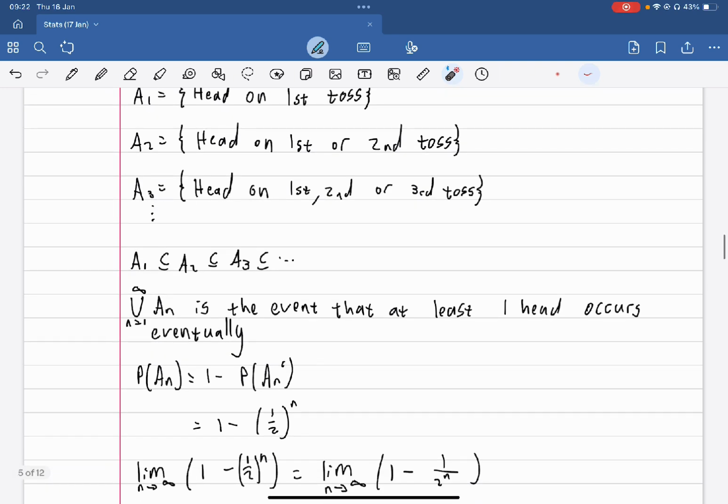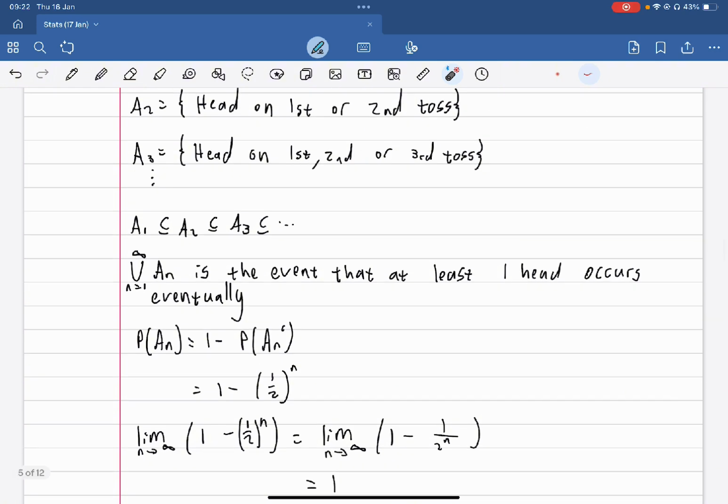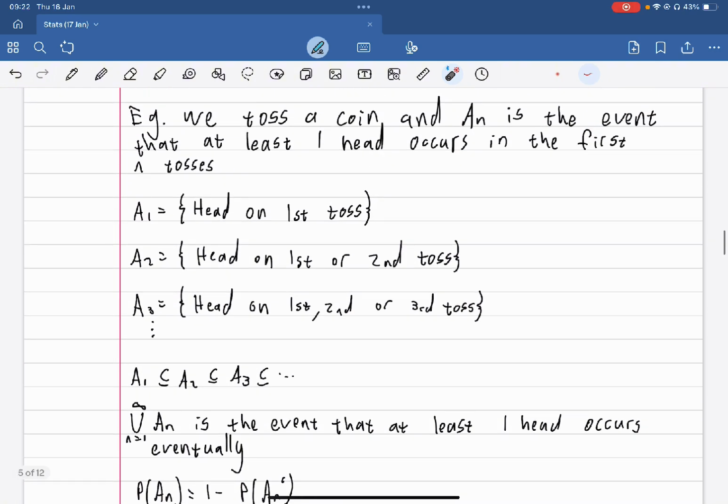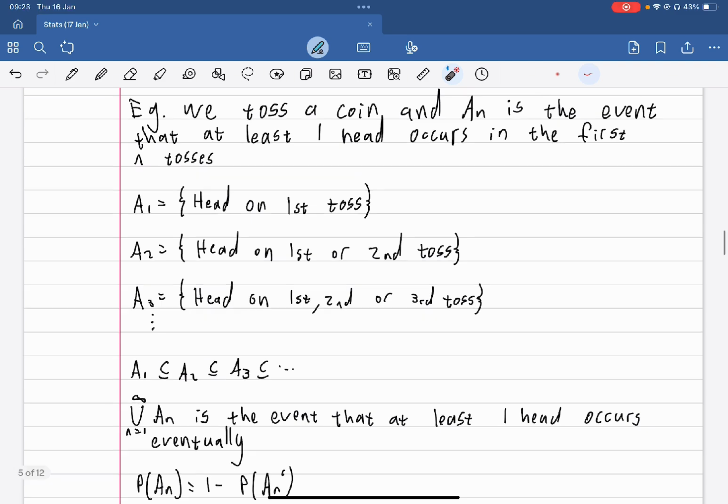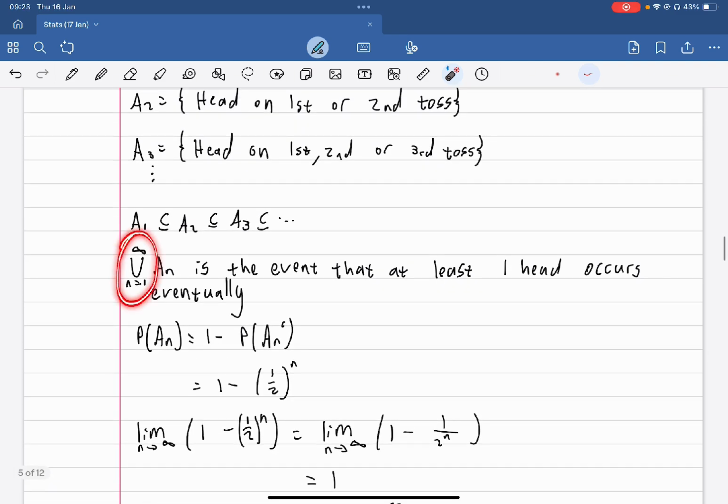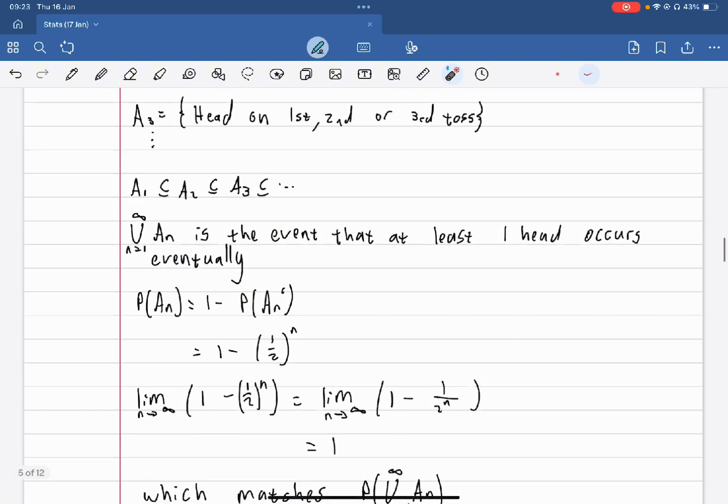So we can clearly see that A1 is a subset of A2, which is a subset of A3 going forward. And the union from n=1 to infinity of An is the event that at least one head occurs eventually. If you had A100, that would be at least one head occurs in one of the 100 tosses. And infinity basically means that if we keep tossing forever, eventually a head will occur.